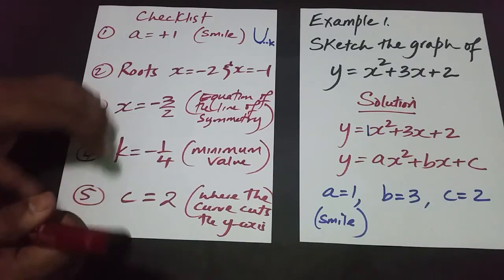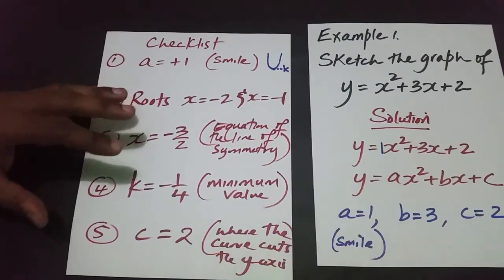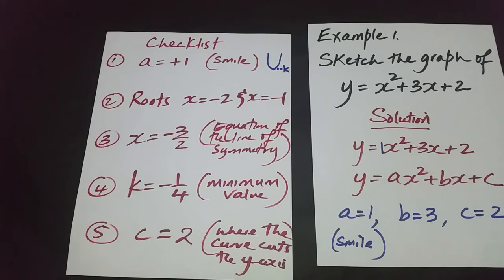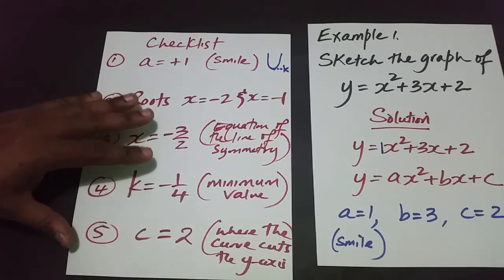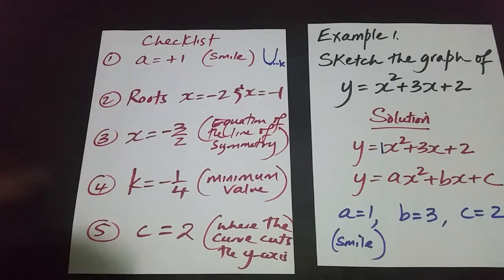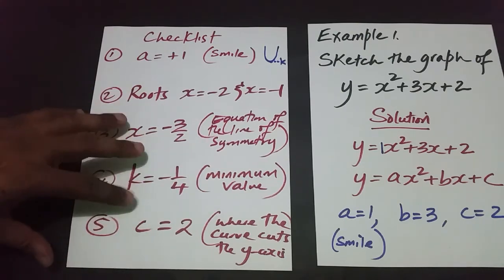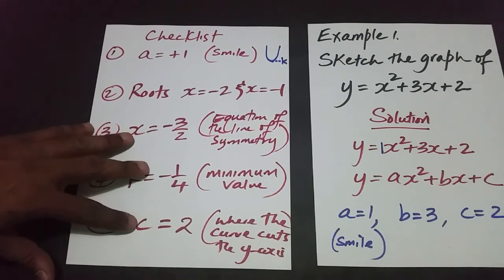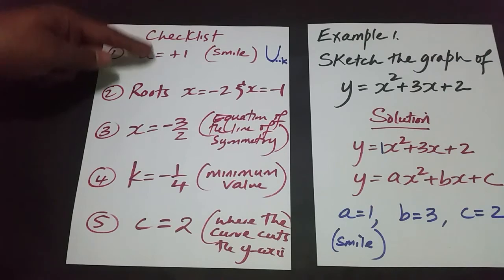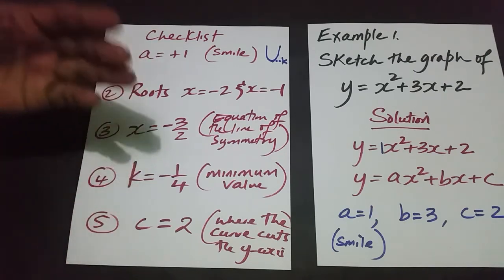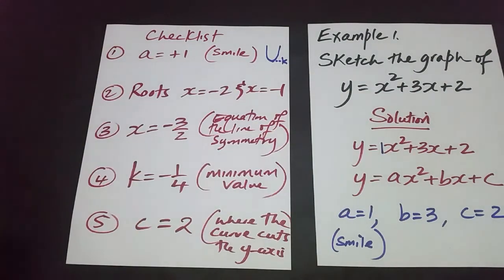So now that I have all of the pieces of information ready, I can now go ahead and sketch the curve. Now, I'm going to stop the video here because I don't want there to be a storage issue on the phone. And then when we come back, we're going to use this information to sketch the graph of y = x squared + 3x + 2. All right?